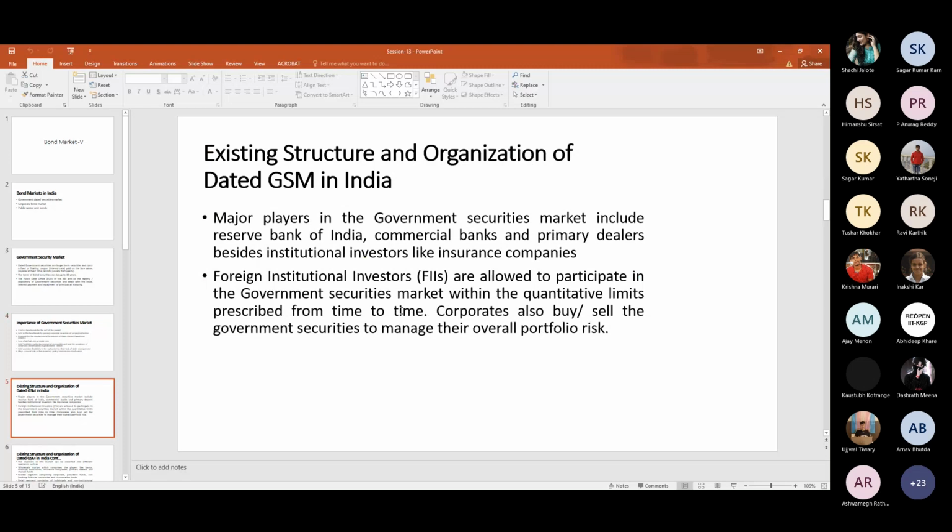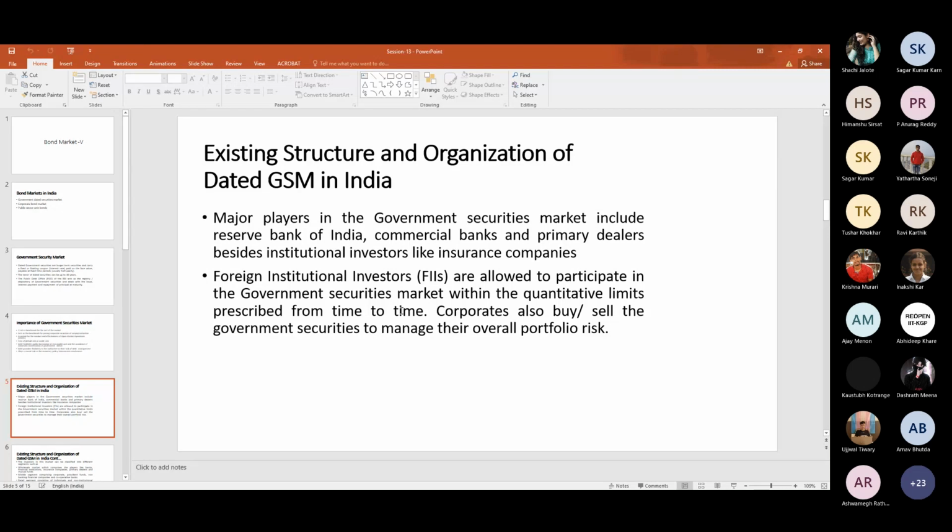Then we have to look at what the existing structure or organization of this particular market is. Already all of you know that the major players in the government securities market include the Reserve Bank of India, which issues these securities. And who are the major investors? Major investors are commercial banks and primary dealers, and some institutional investors like insurance companies. Mostly the insurance companies, commercial banks and primary dealers always invest in these securities.